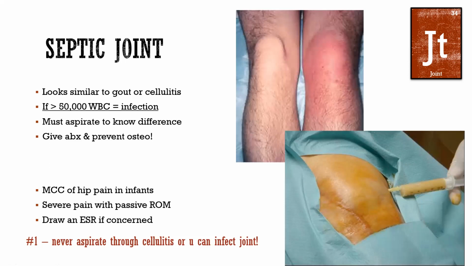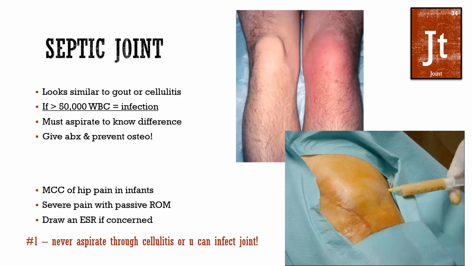However, you don't want to put a needle into a joint over cellulitis, so this gets kind of tricky and complicated. If you do aspirate, obviously gout is going to come out with crystals. So that one is probably the easiest one to figure out. If there are no white blood cells in the fluid, then it's probably more of a cellulitis. And if there's a whole bunch of white blood cells, typically over 50,000, then it's going to be more of a septic joint.